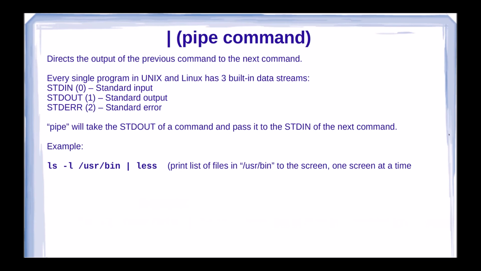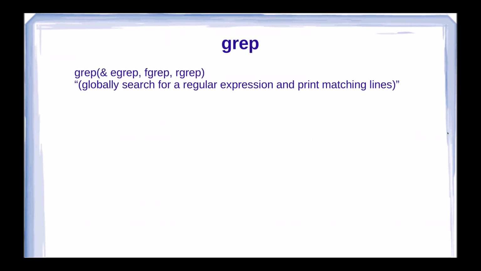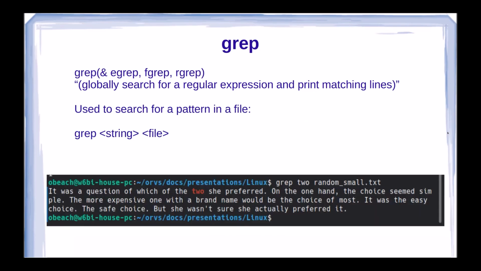So when you put all that together with grep, there are variations of grep, egrep, fgrep, and rgrep. And this is not the abbreviation for it, but this is what it does. Search a file for a regular expression, which is a string of characters, and print all of those that match. In other words, you search for a pattern in a file. Search for this string in this file.